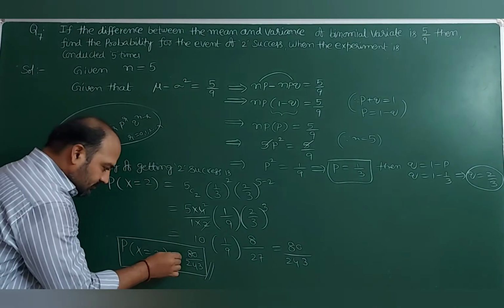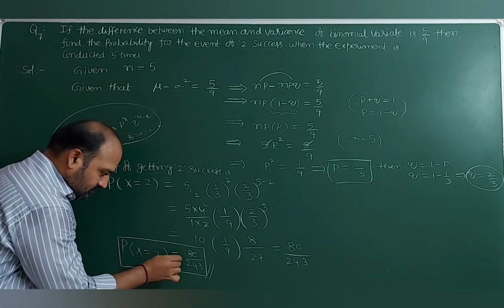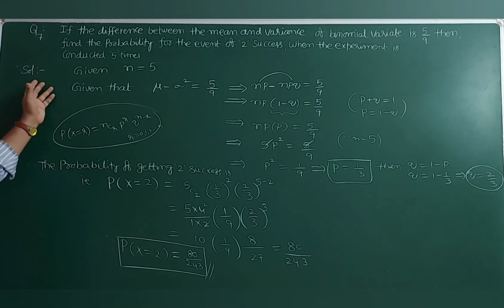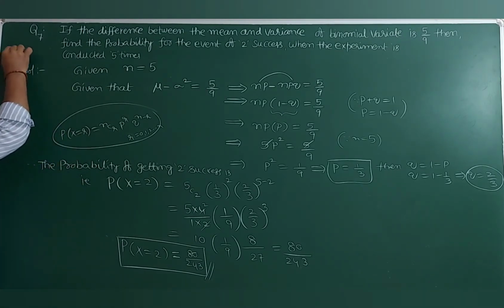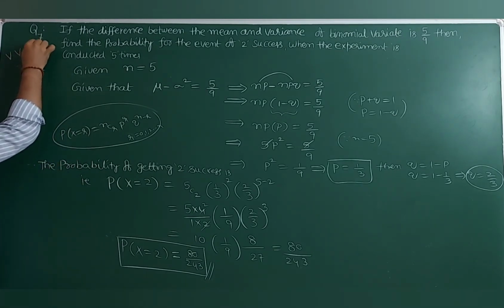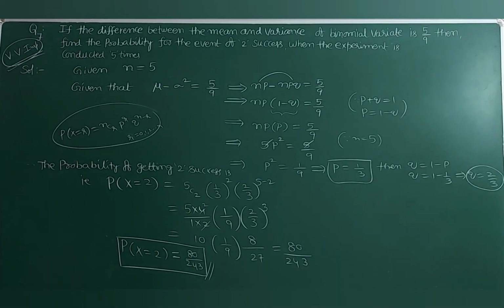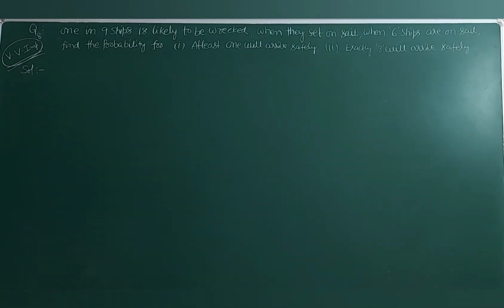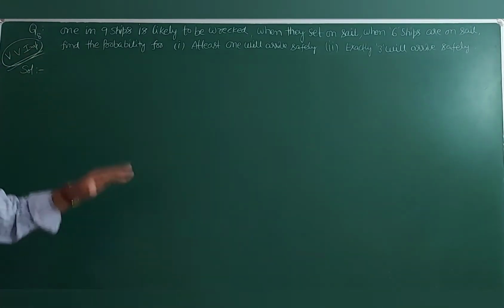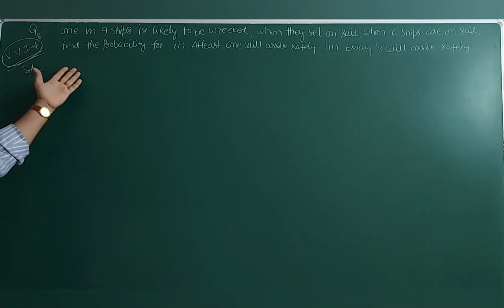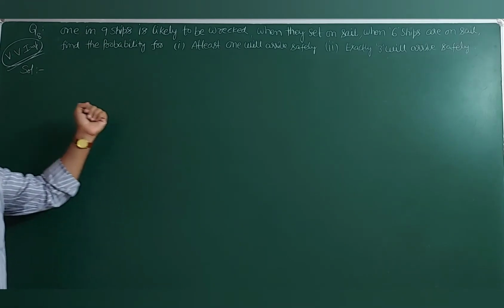This is the required probability. This is very important for 7 marks. Very important, dear students. You keep in mind and practice. For 7 marks question it is. Yeah, the next question, which is also very important for 7 marks, dear students. Number of times asked in the public examination.